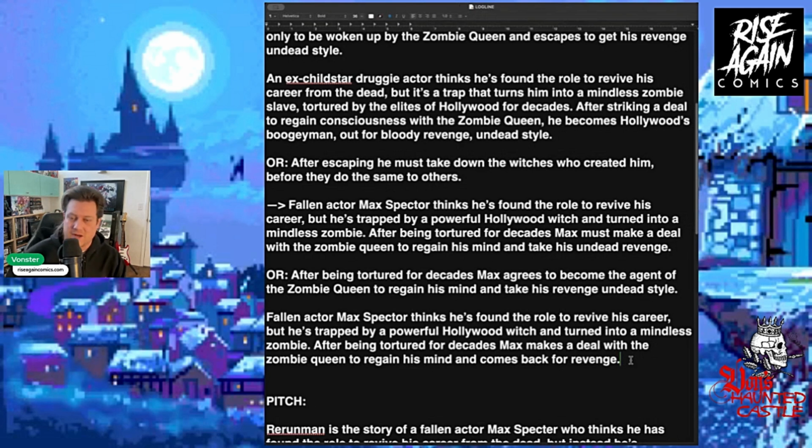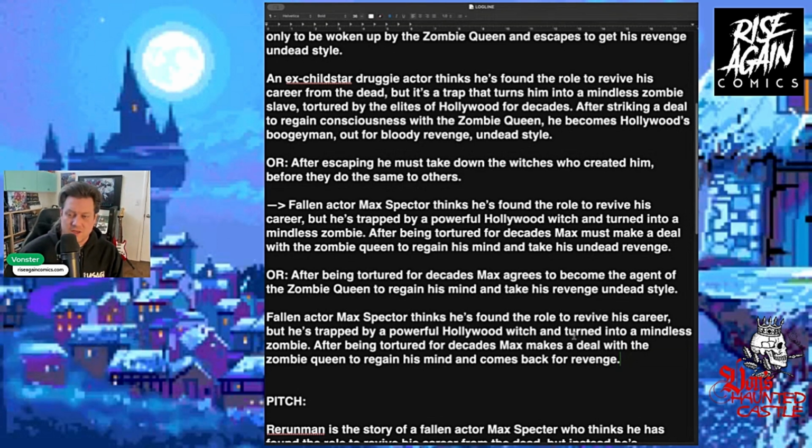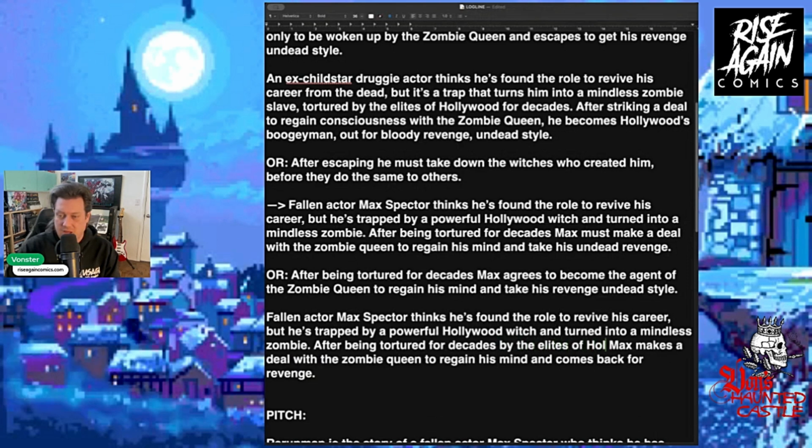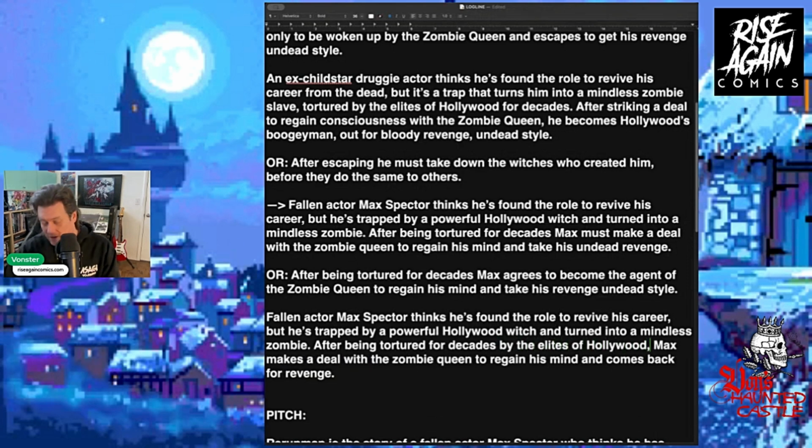Now this seems better. I like this a little better. It's a classic revenge style setup. It shows that he's going up against intense odds: a powerful Hollywood witch, turned into a mindless zombie, being tortured for decades, I would say, by the elites of Hollywood, comma. I'm sure Hollywood would love to see this log line, the people in Hollywood. I'm sure they love this shit. All right. Max makes a deal with the zombie queen to regain his mind and comes back for revenge. That's cool. That's all right.